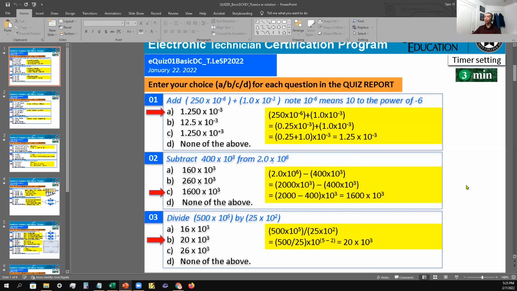So any questions on number 1, 2, or 3? I have a question. Yes, Vanessa. For the exponents in number two, you have to match exponents, and I understand that, but oh wait, never mind. I'm sorry about that. Okay. So we look at the 1600. This is the only one that's 1600 times 10 to the third. All right. Any other questions on number 1, 2, or 3?